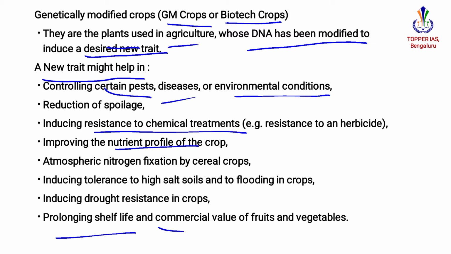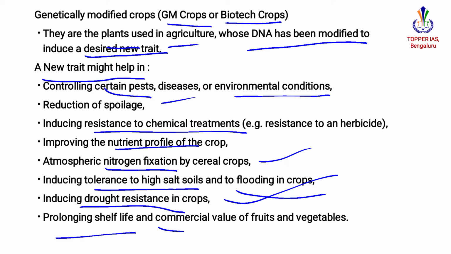For example, golden rice contains vitamin A. Other traits include atmospheric nitrogen fixation by cereal crops, and inducing tolerance to high soil salinity, tolerance to alkaline soils, and to flooding in crops. Inducing drought resistance in crops is very important, because in India irrigation facilities are available to only 40% of the agricultural land, and even the monsoon is irregular.